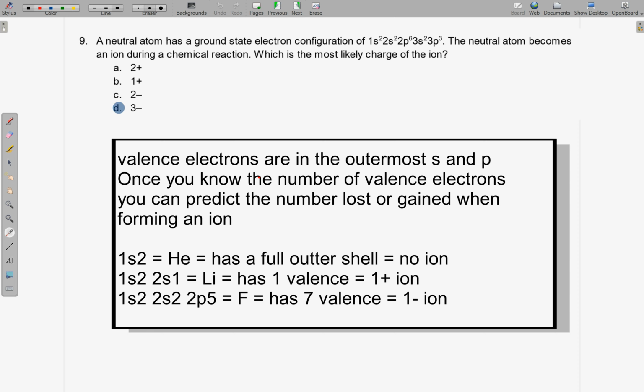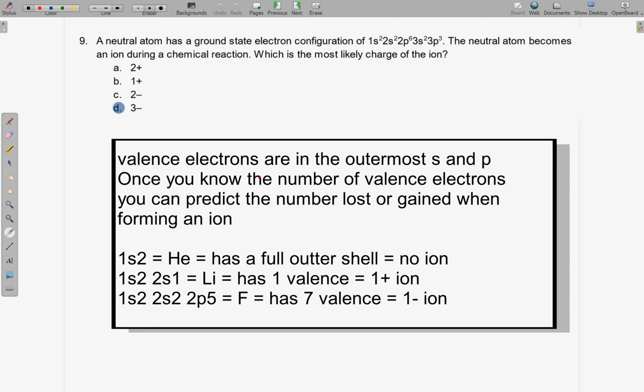All right, so first of all, you need to know that valence electrons are in the outermost s and p orbitals. Once you know the number of valence electrons, in this case, look up there, how many electrons are in the 3s and the 3p combined. But you know that, you can predict how many would be lost or gained. So this element has 5 valence electrons.